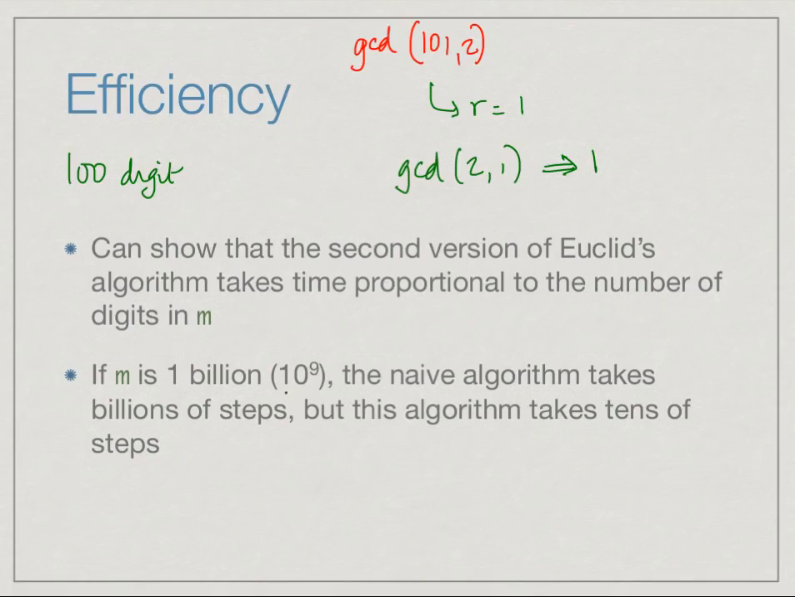Then if I do the naive algorithm, it could take some constant times a billion number of steps, so say a billion steps. But this algorithm, because of the claim that it takes time proportional to the number of digits, since 10 to the 9 has approximately 10 digits, will only take about 10 steps. So there's a dramatic improvement in efficiency in this version. This is something that we will touch upon while we are doing this course.